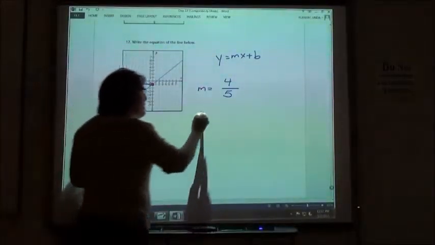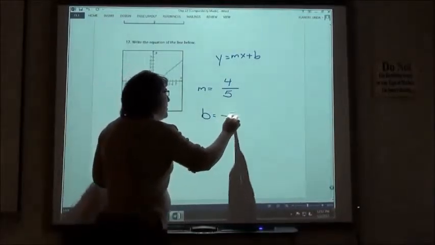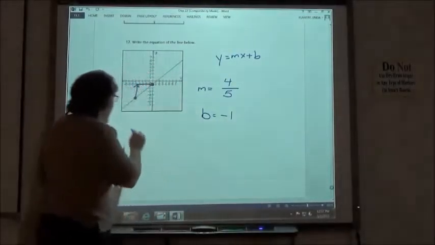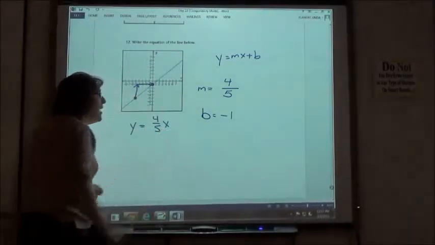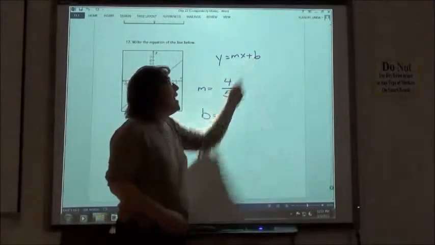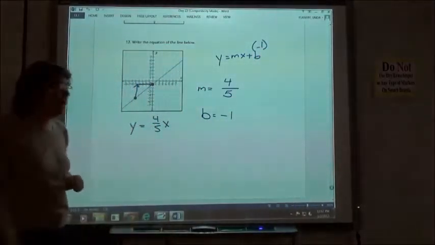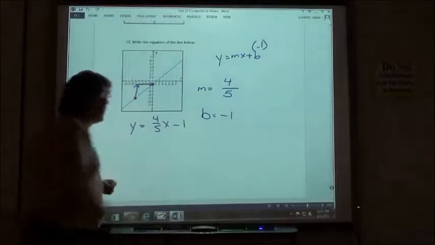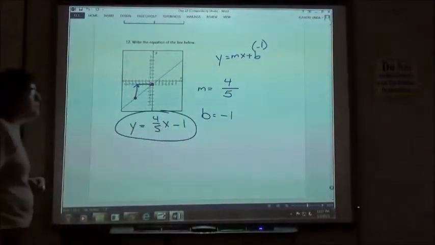My y-intercept, my b value is -1. So I would have y equals 4/5 x. And instead of putting plus a -1, if I have plus a -1, I can just write it as -1. So y equals 4/5 x minus 1.